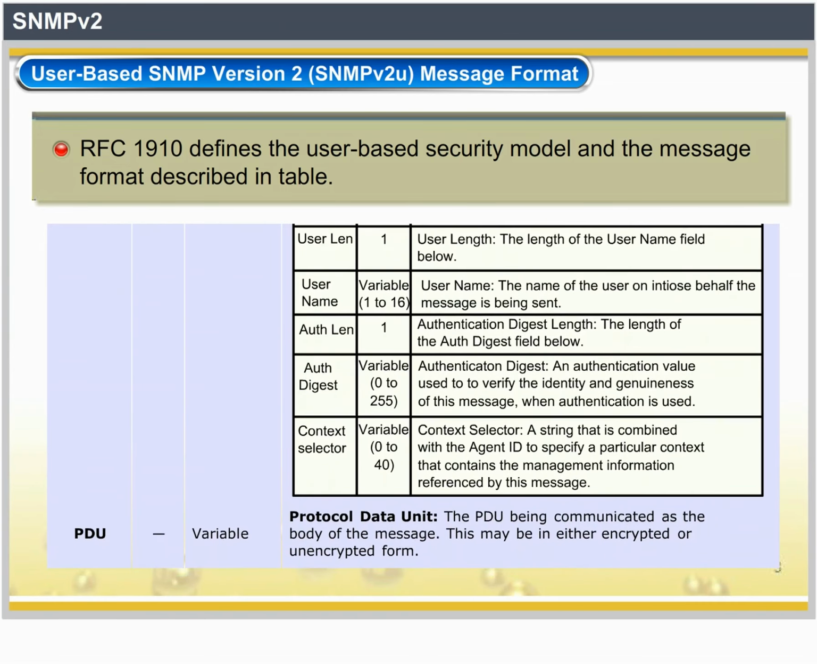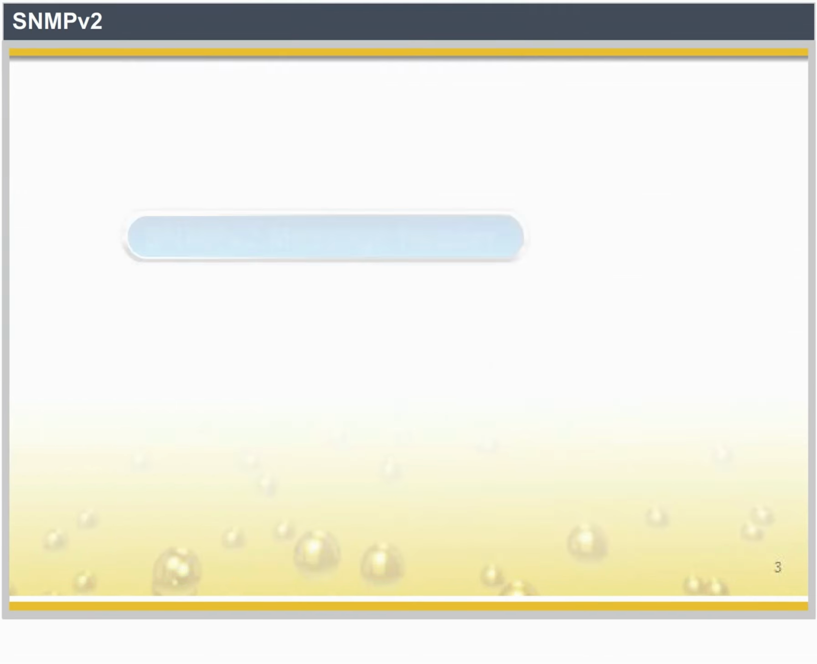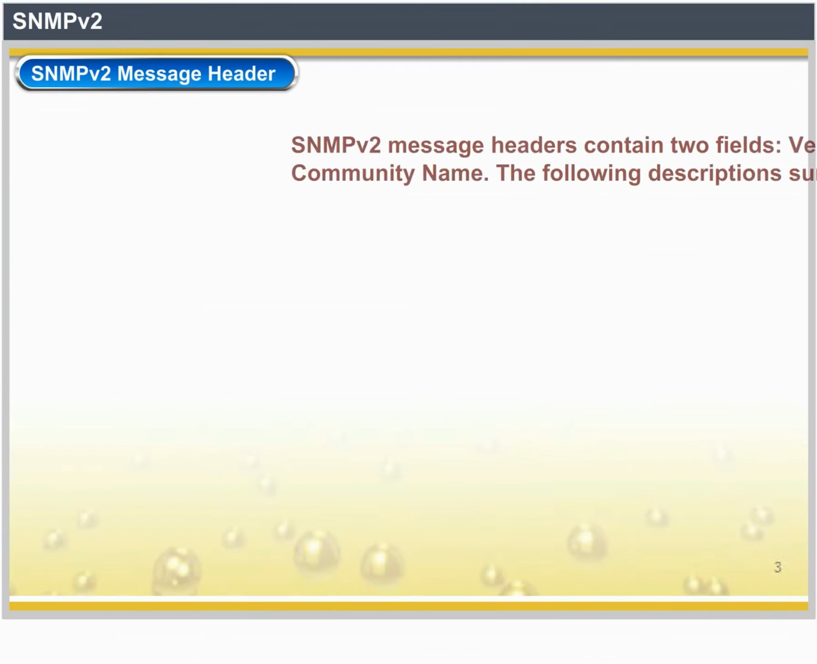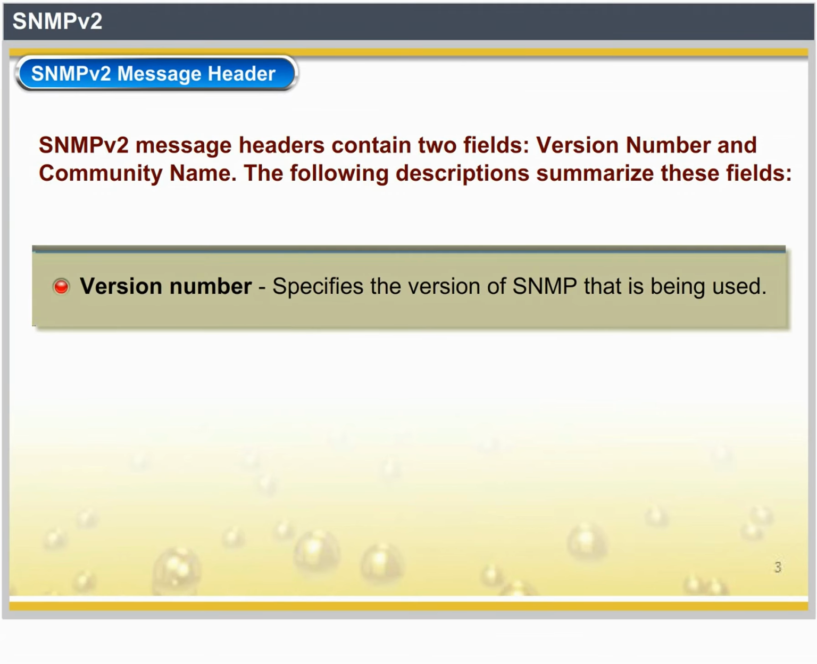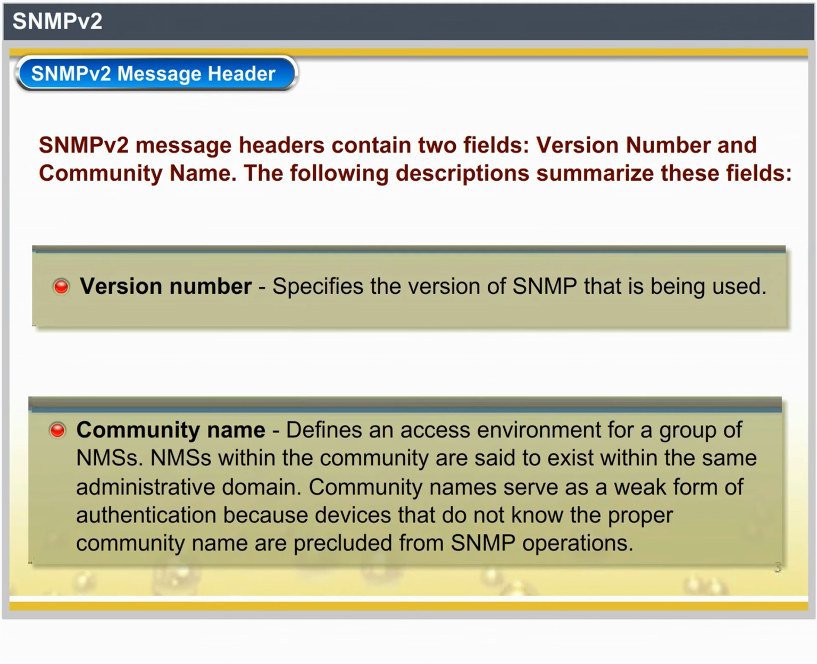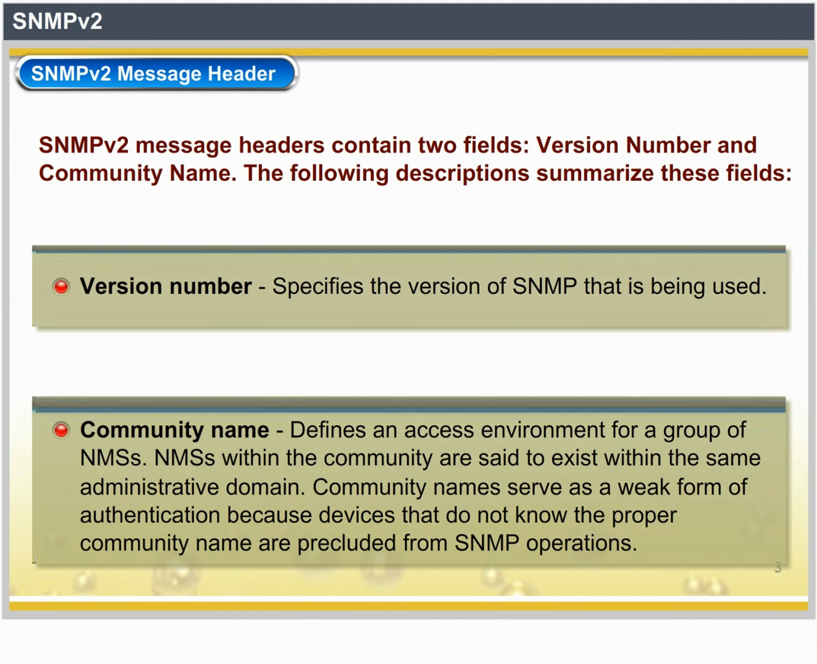SNMP v2 message header. SNMP v2 message headers contain two fields, version number and community name. The following descriptions summarize these fields. Version number specifies the version of SNMP that is being used. Community name defines an access environment for a group of NMS. NMS within the community are said to exist within the same administrative domain. Community names serve as a weak form of authentication because devices that do not know the proper community name are precluded from SNMP operations.